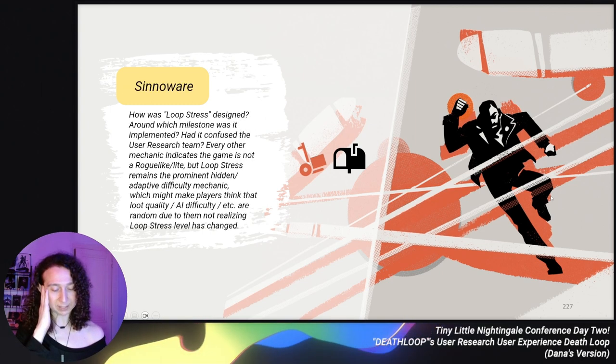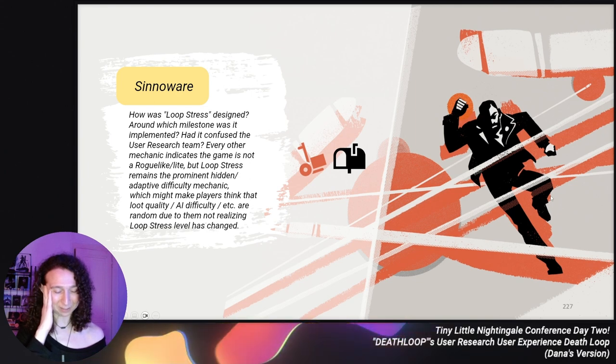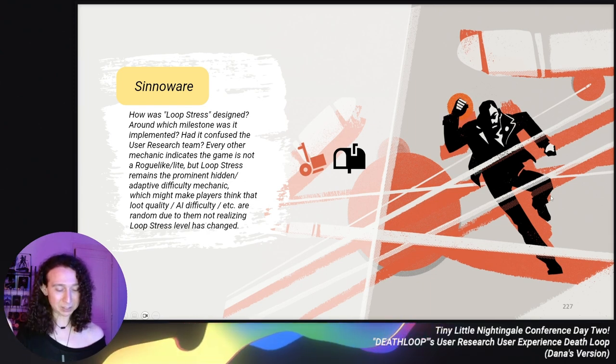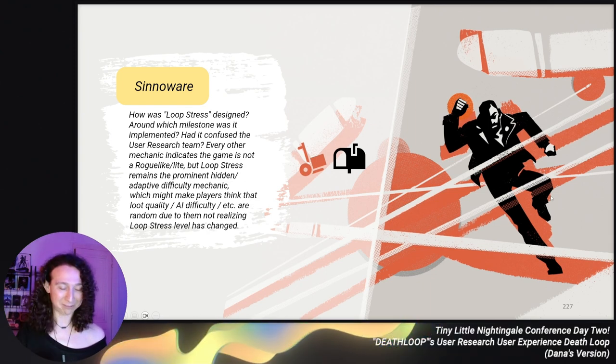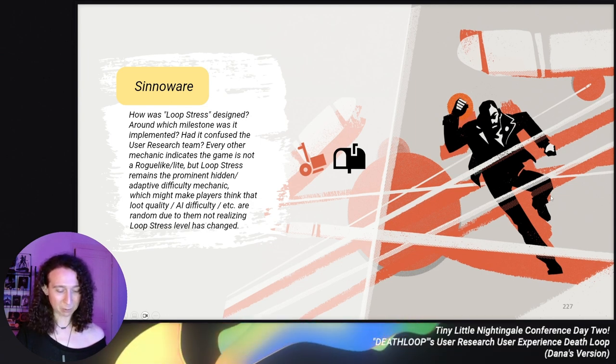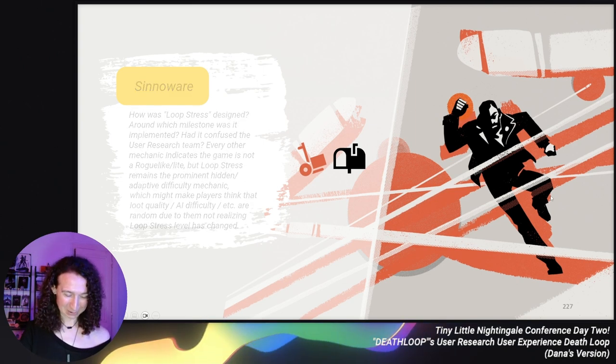How was loop stress design? This looks like a question for the systems designers, not me. Around which milestone was it implemented? I have no idea. Had a confused user research team. Probably I wasn't focused on those aspects. Probably can skip the rest of this question. This is a question for Dinga, not for me.